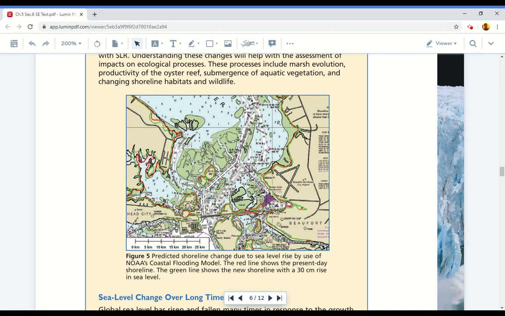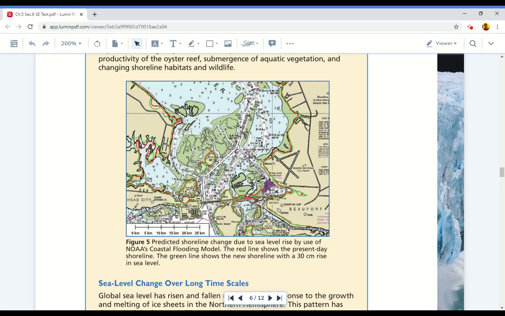Understanding these changes will help with the assessment of impacts on ecological processes. These processes include marsh evolution, productivity of the oyster reef, submergence of aquatic vegetation, and changing shoreline habitats and wildlife.